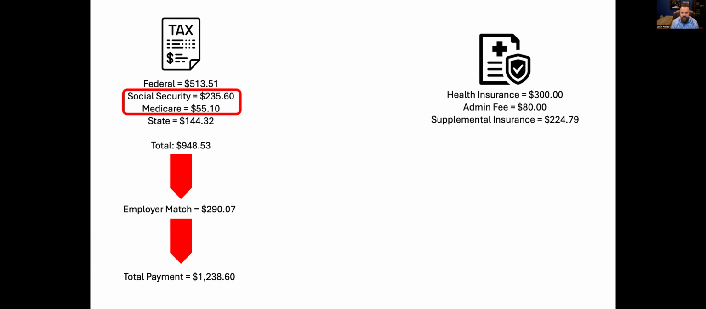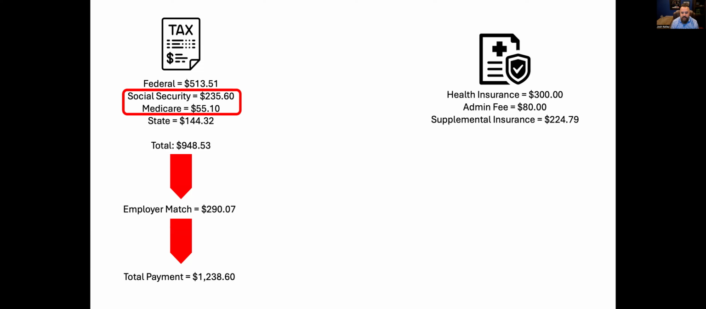Well, these deductions are going to look very different after we implement the SMRP. So let's break that down. So on the tax side of things, the federal went down to $513.51. The Social Security went down to $235.60. The Medicare's down to $55.10, and now they only had to pay $144.32 in state taxes.